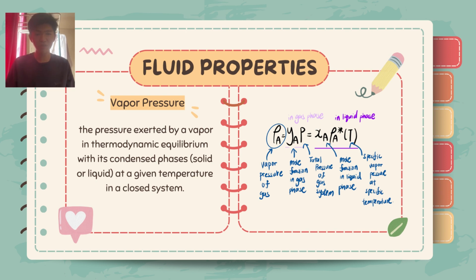Vapor pressure is the pressure exerted by a vapor in thermodynamic equilibrium with its condensed phases, which most probably will be in the solid or liquid form at a given temperature in a closed system. Now, to calculate the vapor pressure, we will use the Antoine equation that can be found in Perry's Chemical Handbook. The equation is shown on the right-hand side, which can be determined by using the mole fraction in the liquid and vapor phase, which we call the formula of Raoult's law.